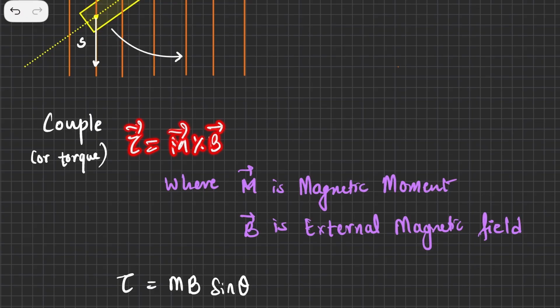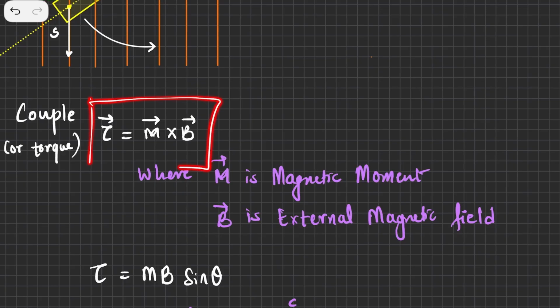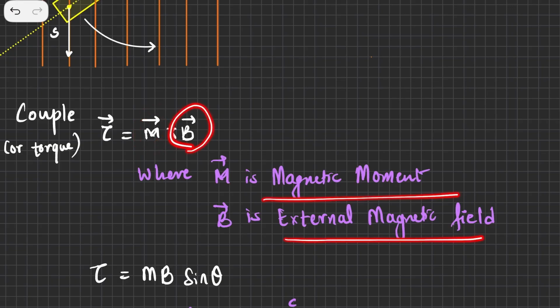Now I'm sure that couple and torque are two different things. So whoever is physically inclined, or if a physics teacher is watching, then yes, couple and torque, there is a difference between them, but right now we are not discussing the difference between them. The formula for torque and couple is equal to M cross B. Here M stands for magnetic moment and B stands for the strength of the external magnetic field.